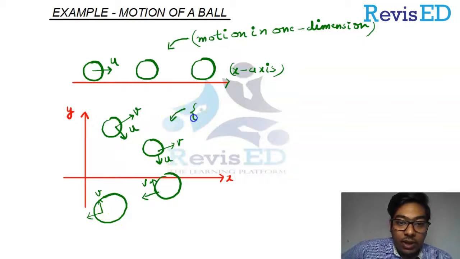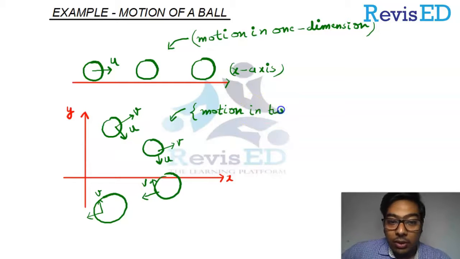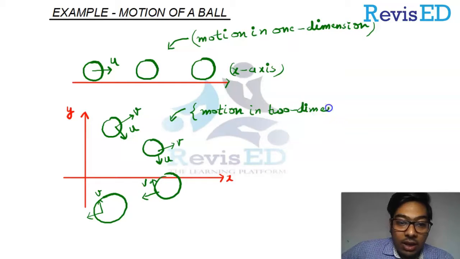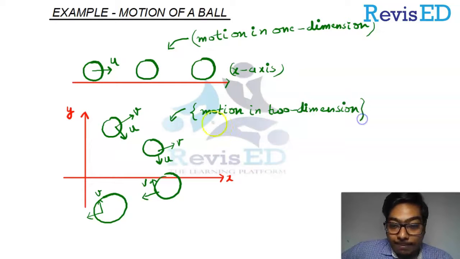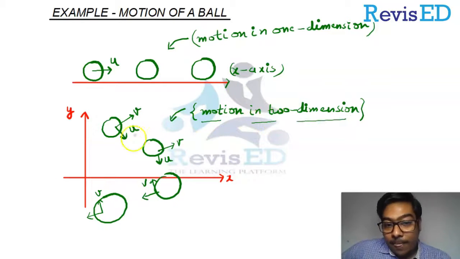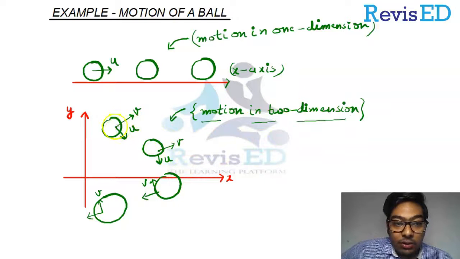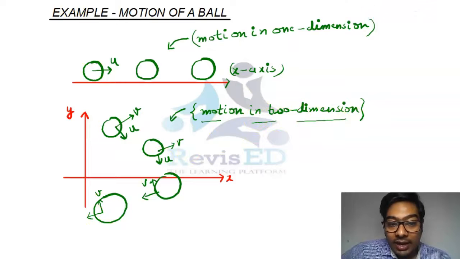Now this is an example of motion in two dimensions, because it is not restricted to a straight line. It is moving in two dimensions. It is moving in the xy plane. So it is moving in the x and also in the y direction. So this is our example of motion in two dimensions.